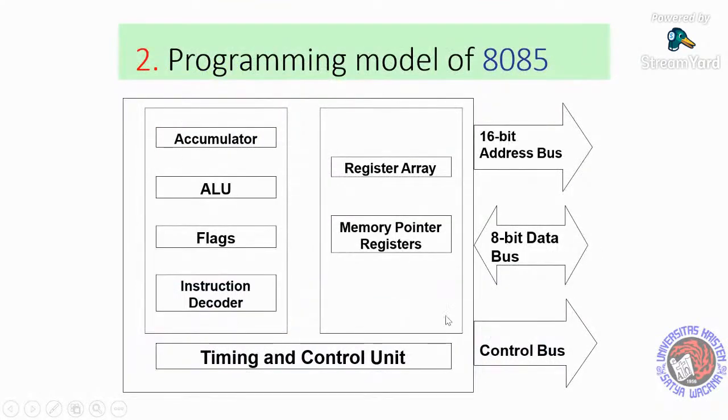This is the programming model of 8085. Please remember that it has a 16-bit address bus, an 8-bit data bus, and a control bus. Don't forget the control bus is a medium that carries the control instructions. For example, the control bus controls the memory, and it controls other things such as timing. Timing means that when you do the instruction, the timing governs when the instruction is processed.